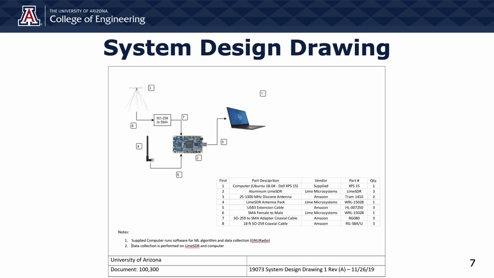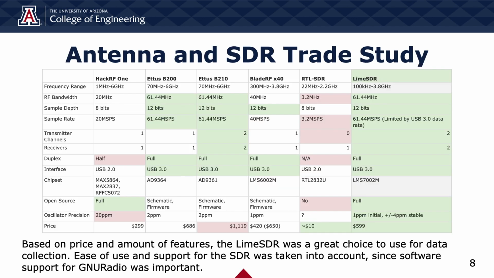The first step in this project was to use the setup shown in the system design drawing to collect data. We first needed to attain a software-defined radio, or SDR, and an antenna. To do so, we conducted a trade study of the SDRs and antennas. We chose to purchase the LimeSDR due to the price and amount of features, and we also chose to purchase 2 discone antennas, which were chosen due to the large bandwidth.